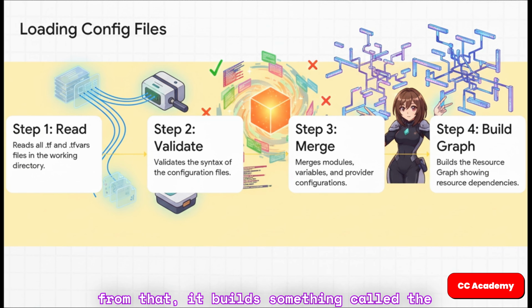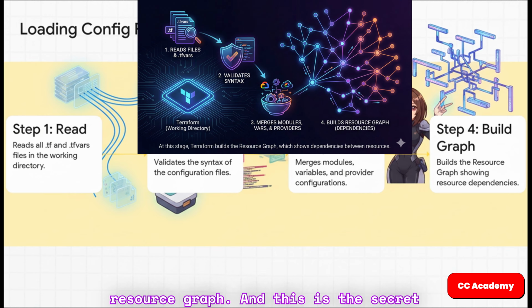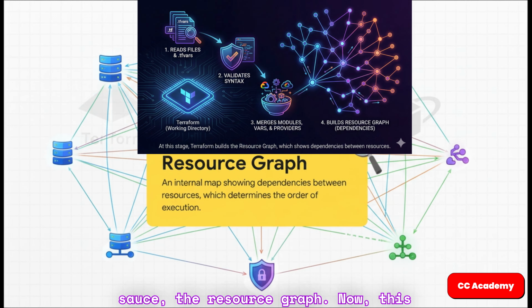And from that, it builds something called the resource graph. And this is the secret sauce, the resource graph. Now, this isn't just a simple to-do list. It's a complex web that maps out all the dependencies between your resources. It tells Terraform, hey, you can't create that EC2 instance until the VPC exists, or you can't attach that security group until the instance is actually running. This graph is absolutely key to making sure everything happens in the right order later on.